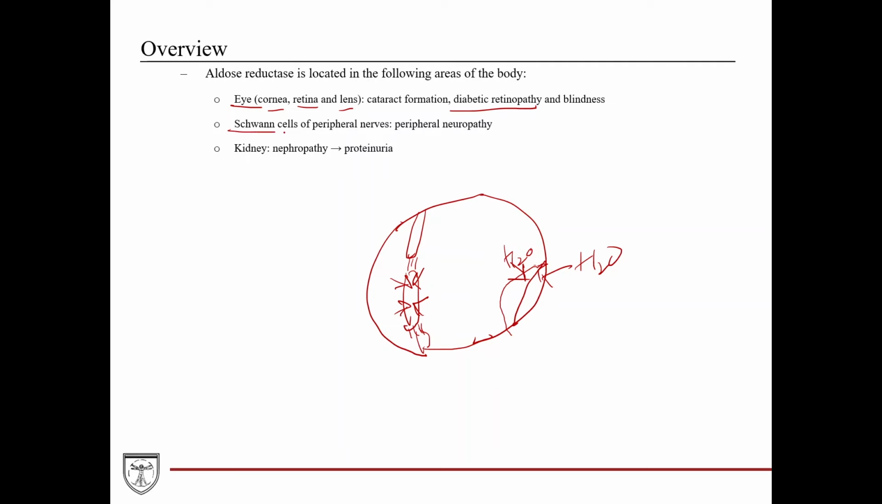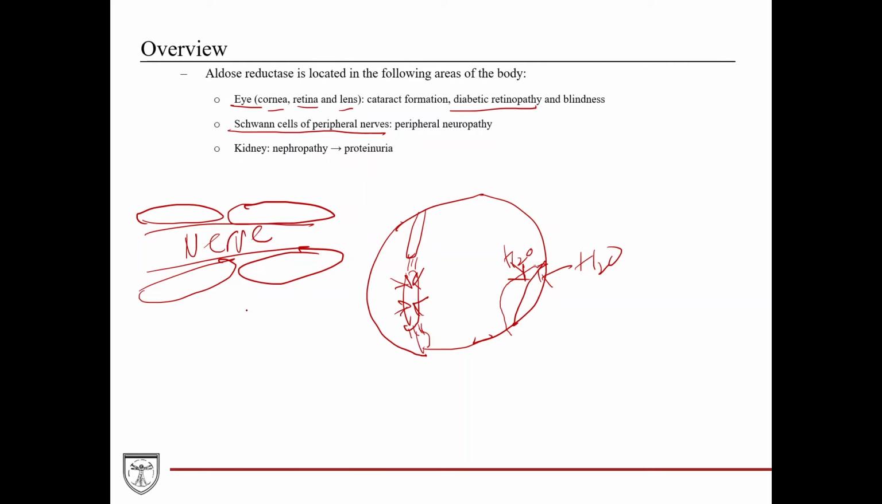The Schwann cells of peripheral nerves: if you have a nerve like this, remember you have these lipid coats on the outside of the nerve called myelin, and these are produced by Schwann cells, we'll just say SC. Schwann cells myelinate nerves, and remember, myelination increases the efficiency of the action potential so that you can carry out nerve impulses. What happens is the Schwann cells have a high amount of aldose reductase, and so in diabetes they accumulate sorbitol, so they swell and become defective. So you don't have as efficient myelination of nerves.